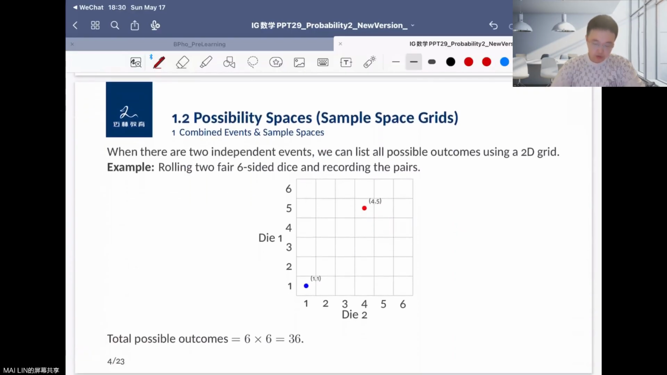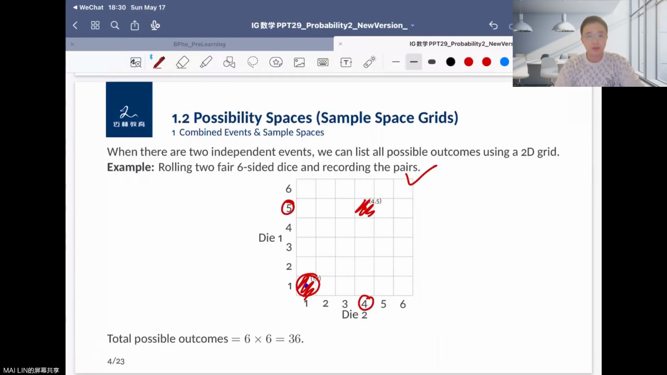And here we have the possibility spaces. I help you to draw the graph. The example is rolling two fair six-sided dice and recording the pairs. First try to draw a 6 times 6 grid. If you roll 1, 1, the total sum is 1 plus 1 equals 2, so 1, 1 is represented by just this one grid. If we roll 4, 5, that means die 1 rolls 5 and die 2 rolls 4. There are a total of 36 grids in the space, so there are 36 possible events in the space.